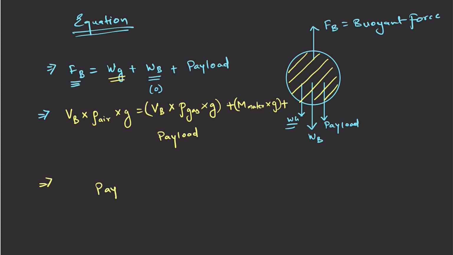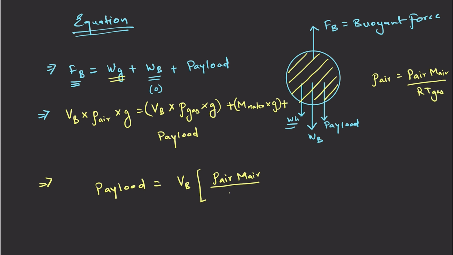Therefore, I can just say the payload will be equal to, V being common, VB, that is the volume of the balloon being common, taken out. I can just write rho of air multiplied by mass of air divided by... okay, what they have done is they have written density of air as pressure of air multiplied by mass of air divided by R into temperature of gas.